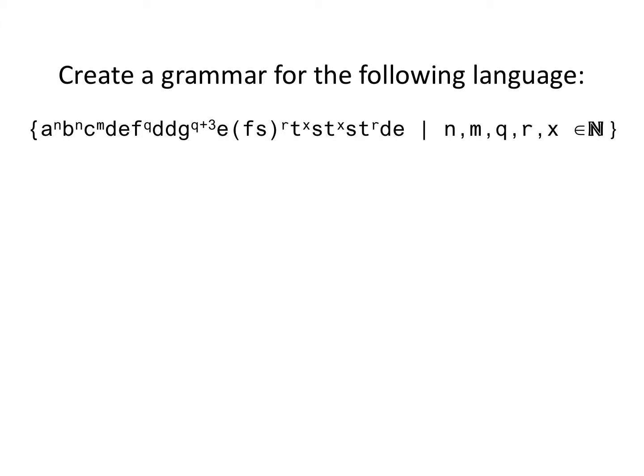Let's go through an example where we create a grammar for this language that I've got up here above. It's just messy. It's not a regular language, but we have A to the N, B to the N, C to something different, C to the M, D, E, then F to the Q, D, D, G to the Q plus 3, and so on. The idea is that all of these exponents are in the natural numbers.